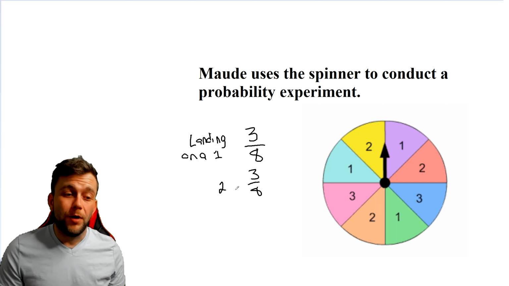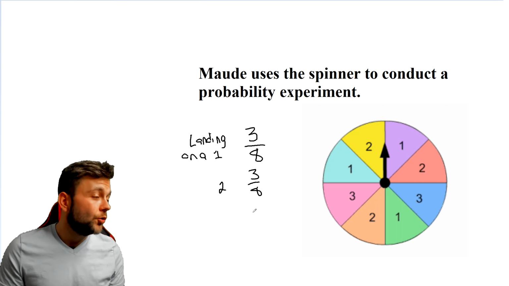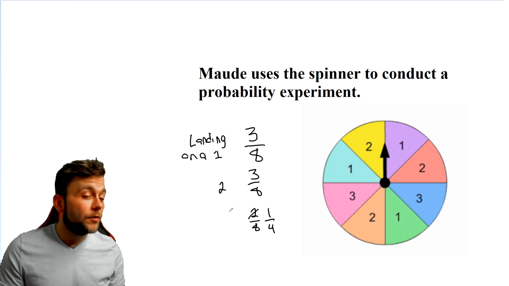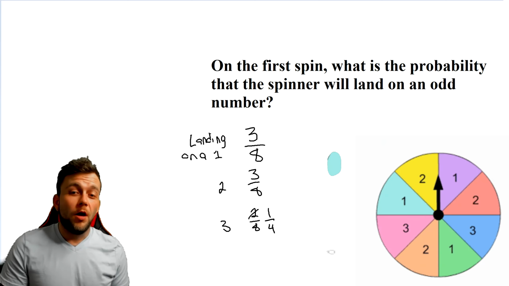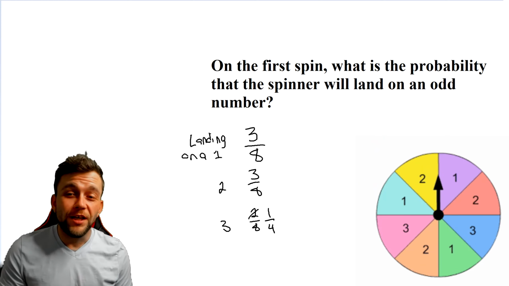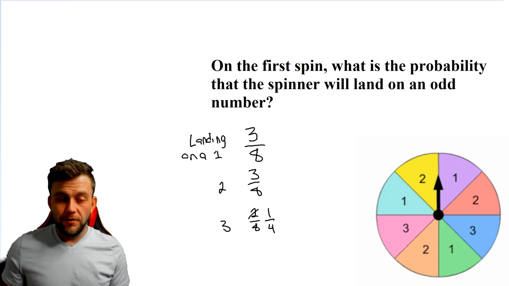Now, what's the probability of landing on a 3? Well, we only have 2 of them, so 2 out of 8, or let's reduce this down so it is 1 out of 4 for landing on a 3. Now that we have all of that written down, let's look at a question. On the first spin, what is the probability that the spinner will land on an odd number?